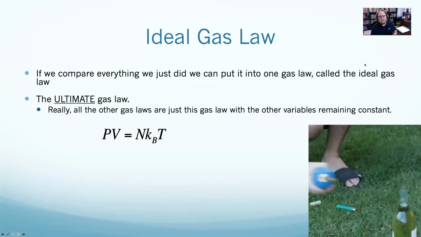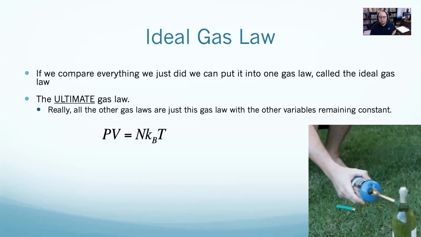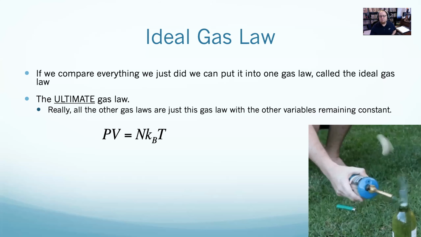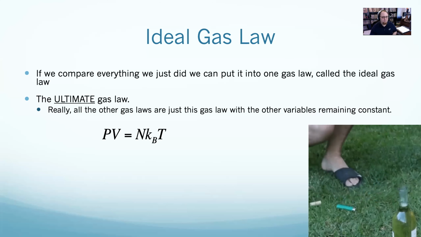PV equals N k sub B T. This equation, all those things I had, all those proportionalities, that if you up P, V goes down. If you up N, P goes up. If you up T, P goes up. All those boil down to this.